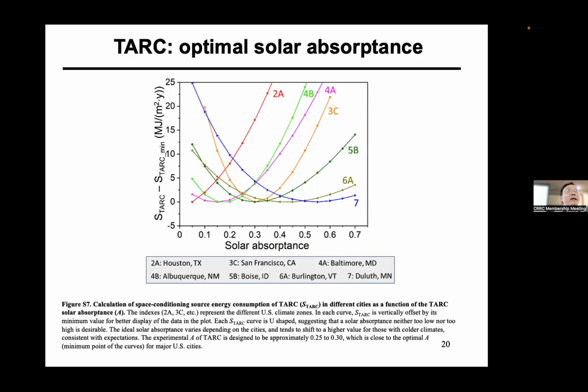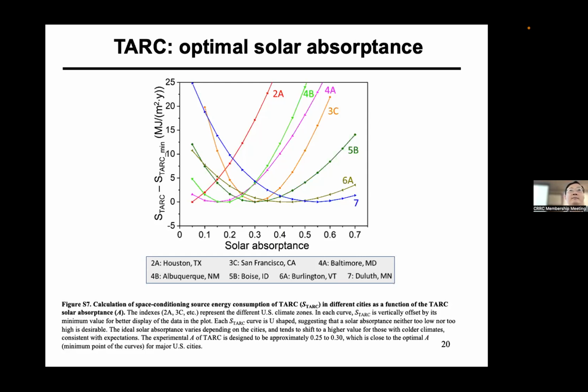Now, one thing I have to emphasize here, we have heard from Jonathan about the importance of albedo. But there is a caveat here. If you talk to the cool roof research lab, what they target is to reduce the solar absorption as much as possible. Ideally, zero absorption, 100% reflection would be ideal for them, right? But by simulation, we found that that is not the case.